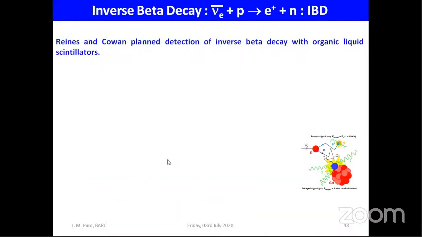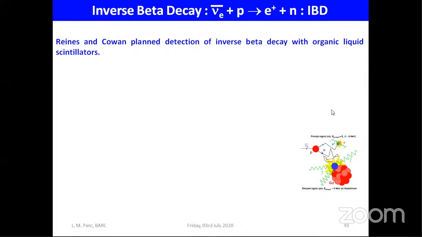If you see on the right side, at the bottom, we have an anti-neutrino which comes and hits a proton. This proton is in the liquid scintillator, as was used by Reines and Cowan. Then it produces a positron and a neutron. The positron, being lighter in mass, carries the maximum energy of the reaction, and it deposits its energy, dE/dx, in the medium. Towards the end of its range, it annihilates with an electron and produces 2 photons. This is the prompt part of the reaction. The anti-neutrino is detected indirectly.